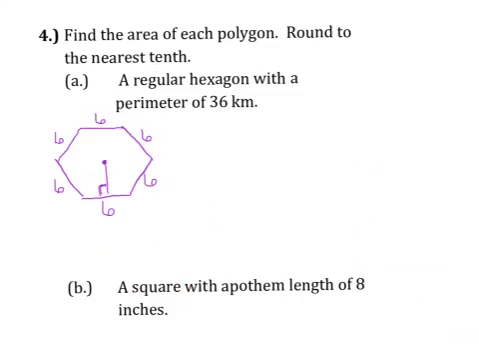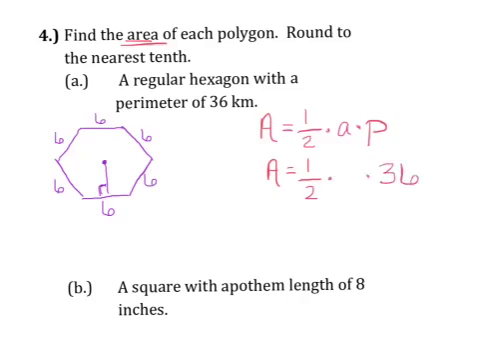Alright, number 4 has 3 different problems in it. The first one is we have to draw a regular hexagon that has a perimeter of 36 kilometers. Okay, so I drew a picture of a hexagon. If the perimeter is 36 kilometers, then I know that each of the 6 sides would be 6 kilometers. Okay, we need to find the area. So area, we use the formula A equals 1/2 times the apothem times the perimeter. Okay, so 1/2 times, I don't know the apothem, but we do know the perimeter is 36. So now we need to find the apothem.